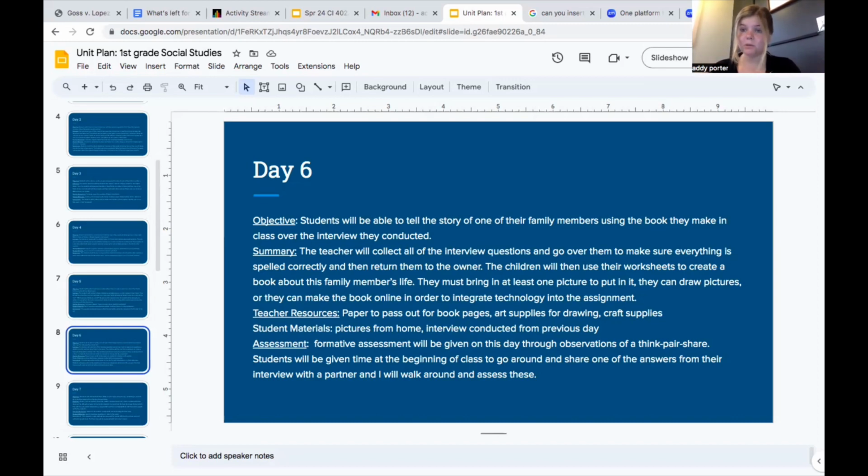For this one, their assessment would just be a think, pair, share. Students will be given time at the beginning of class to go around and share one of the answers from their interview with a partner. And I would walk around and observe this.